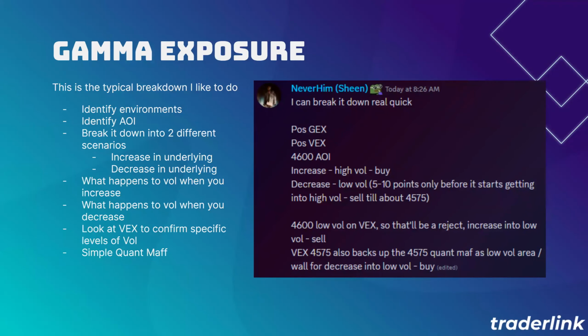So gamma exposure, as you can see from the screenshot on the right, this is typically how I go about breaking it down. First off, I go by identifying the environments, aka positive GEX and positive Vanna exposure. The next step is identifying the AOI, or the area of interest, which in this case just so happened to be 4,600. Then you break it down into 2 different scenarios, right? Increase in the underlying and decrease in the underlying. What happens to volatility, or vol, when you increase, and what happens to volatility when you decrease. Looking at VEX to confirm the specific levels of volatility, and then you can go into a deeper level of simple quantitative math, or as we call it, quant math.